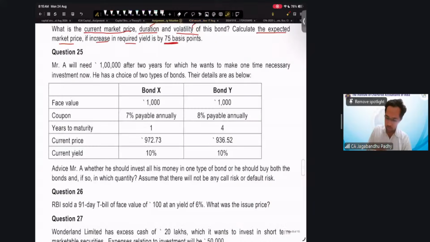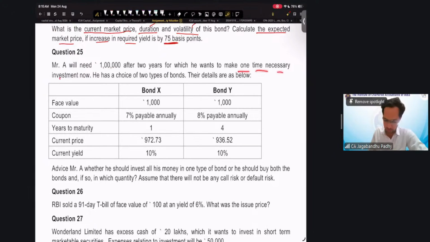For example, Mr. A requires 1 lakh after 2 years, for which he wants to make a one-time investment now. You can see he is very certain how much money he needs after 2 years. If he buys just one bond and reinvests the money, the reinvestment rate is going to determine whether he gets a higher or lower value. So our target is to get 1 lakh in 2 years' time.